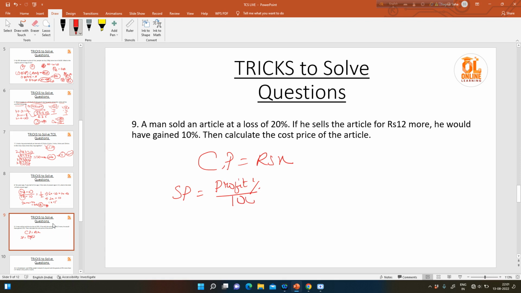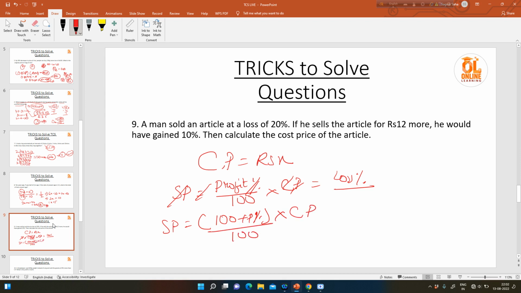profit percentage by 100 into CP, or loss percentage. Sorry, if we have to find the SP, we know how to find it. If it is profit, then 100 plus profit percent by 100 into CP, and if it is loss, then 100 minus loss percent by 100 into CP.